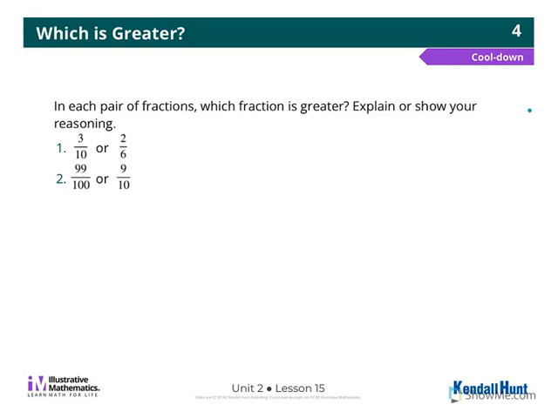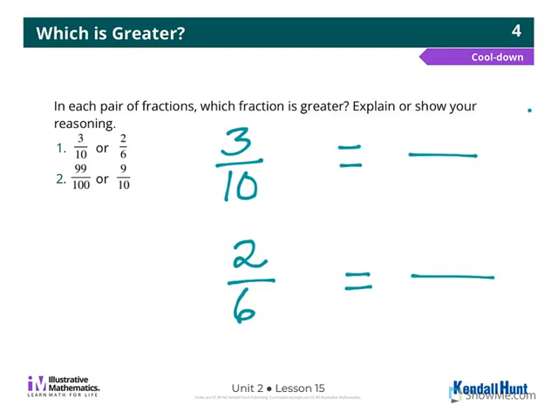Right off the bat, I notice we have two different denominators. We have a 10 and a 6. So I'm going to have to make equivalent fractions. In order to do that, I have to find a common denominator between 10 and 6.